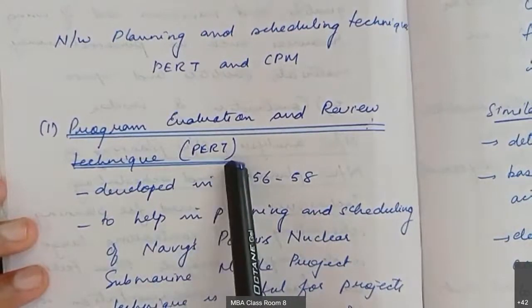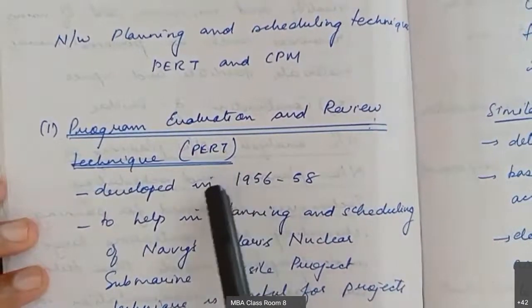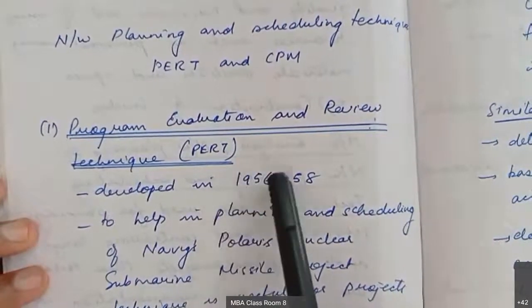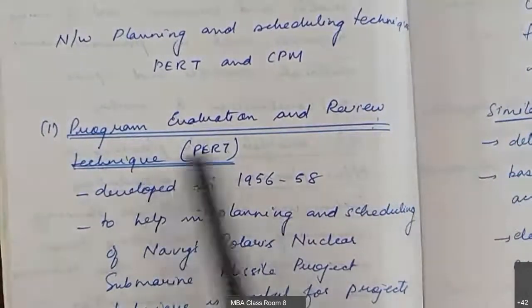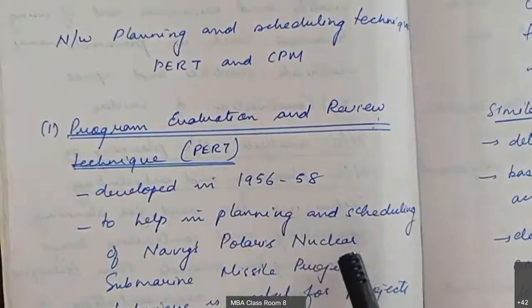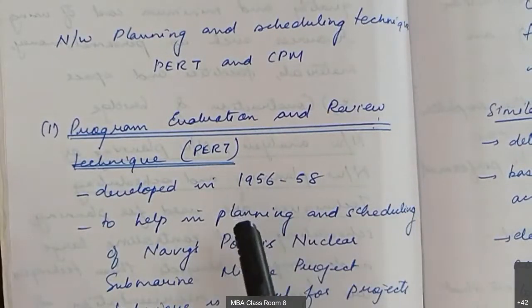In PERT, we have three different times that will be given for each activity. One is optimistic, one is pessimistic time, and most likely time. Don't worry, when you solve the problem for PERT, at that time we'll be seeing all those details. So that is the main difference between CPM and PERT.